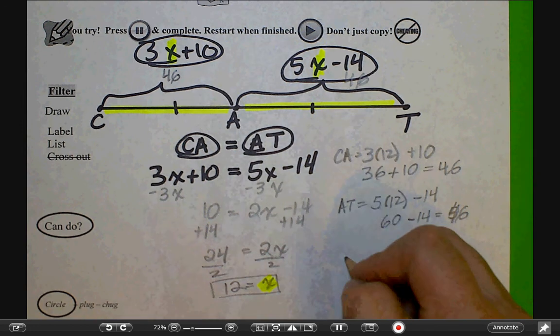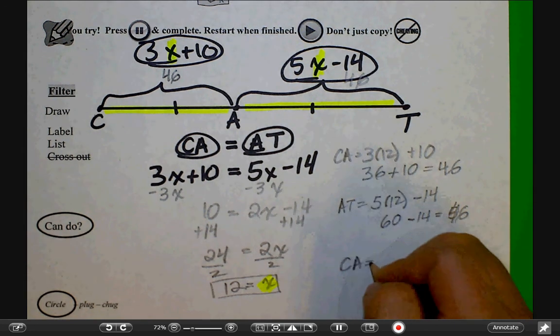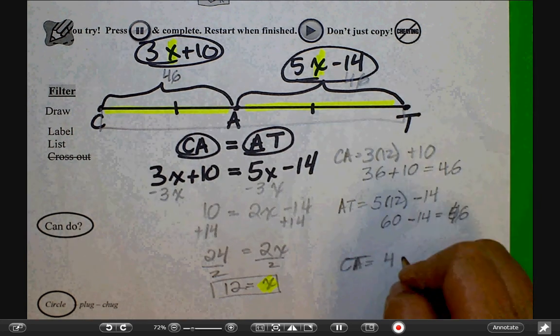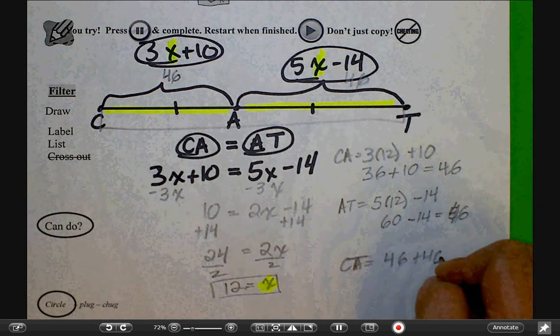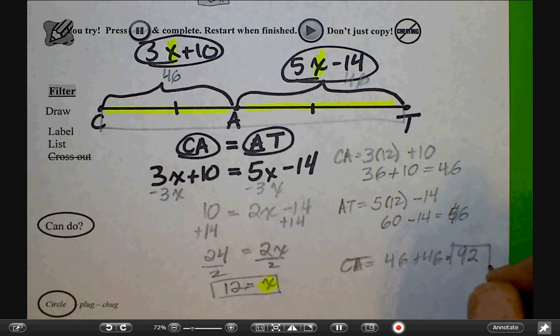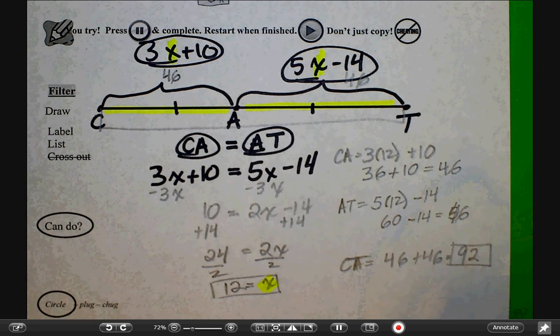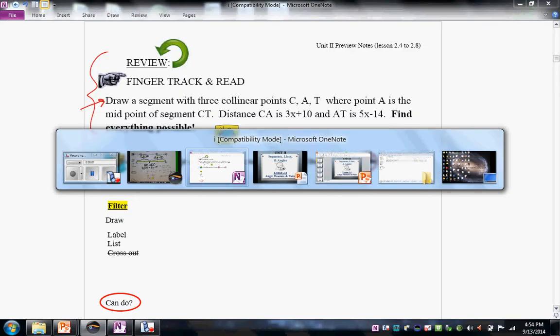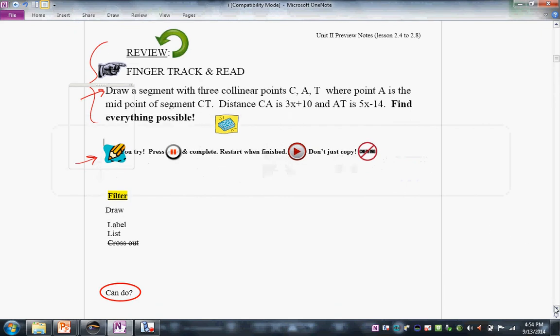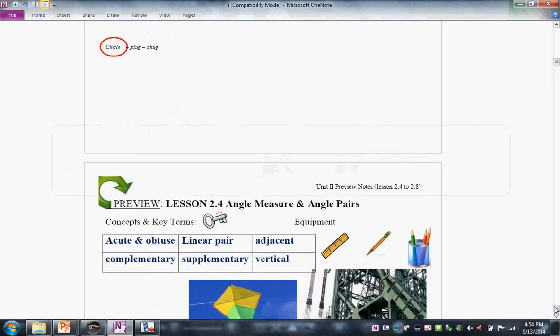But wait, there's more. You could also do C to T. From here all the way over, we can just do 46 plus 46, and we get 92. Make sure you always solve for everything possible. Okay, that's our review. On to today's new material.